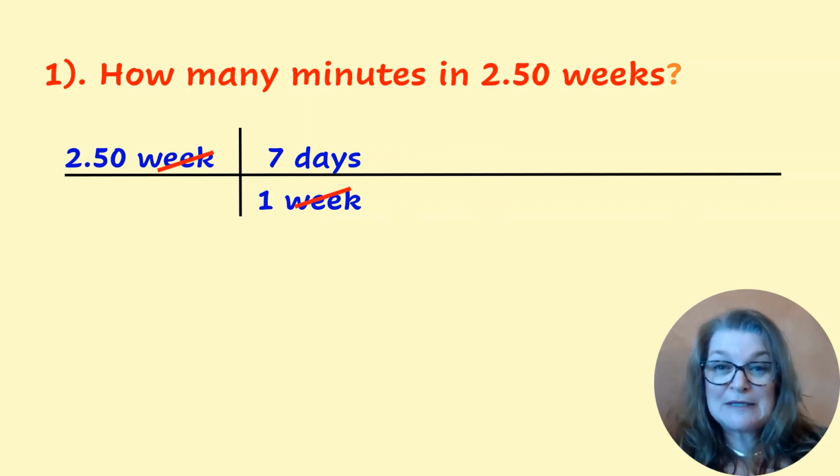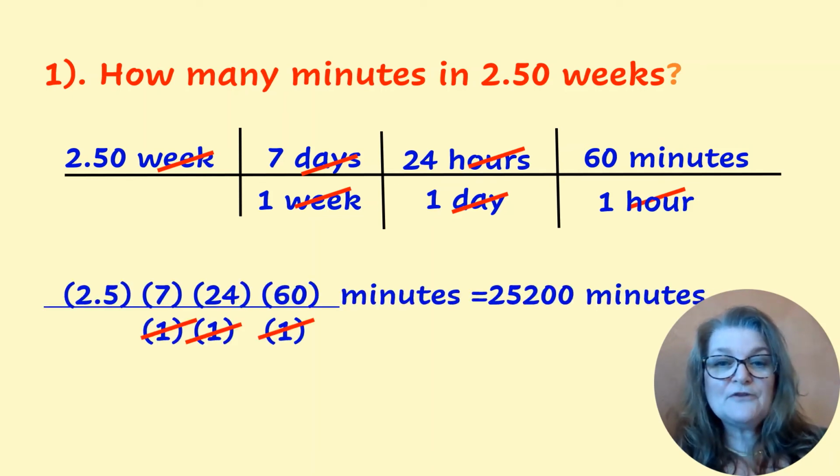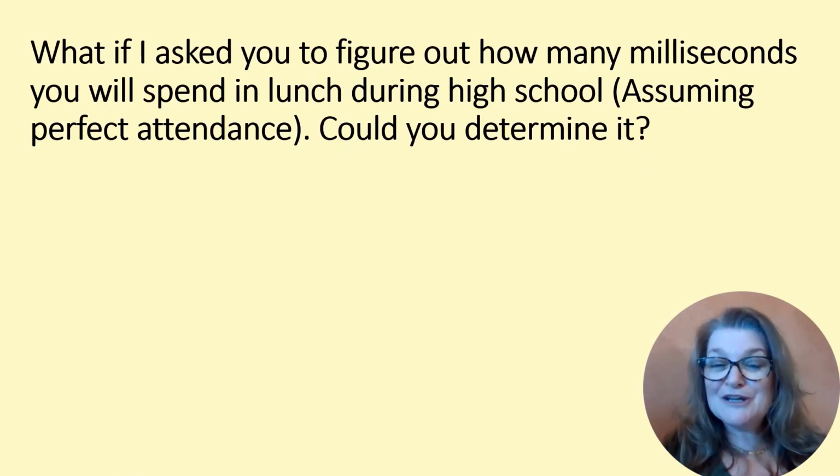We might not know how many minutes are in a day, but we know how many hours are in a day. Day is going to have to go in the denominator. 1 day is equal to 24 hours. Cancel out the days. Hours have to go in the denominator, so 1 hour is equal to 60 minutes. We've canceled out all the units except for minutes, which is what we're looking for. We're going to multiply across the top. 2.5 times 7 times 24 times 60 minutes, all over 1 times 1 times 1, and we're left with 25,200 minutes.